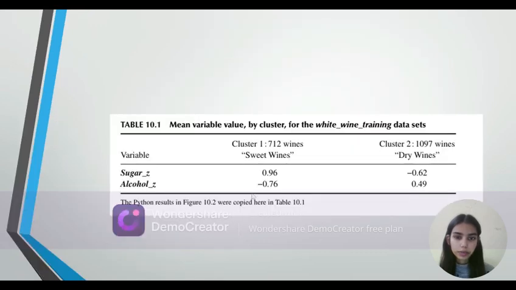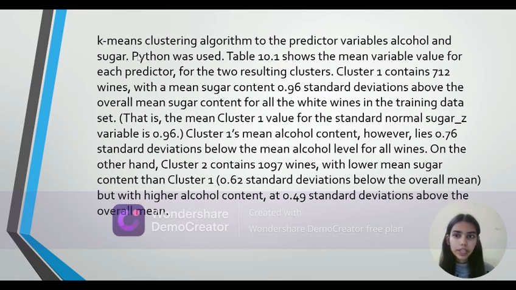And this is a table of mean variable values by cluster for the white wine training data set. We applied the K-means clustering algorithm to the predictor variables alcohol and sugar in Python. In this table, we can see the mean variable values for each predictor for the two resulting clusters. Cluster 1 contains 712 wines and a mean sugar content of 0.96 standard deviations. Cluster 1's value for the standardized sugar Z value is 0.96.